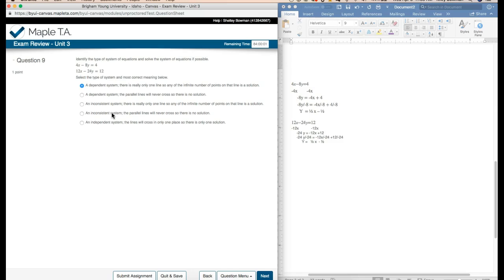However, that's not ours. And the last, an independent system: the lines will cross in only one place, so there is only one solution. This is the correct definition for independent, but ours are not going to cross at just one point. They intersect at every point. So that's our answer.